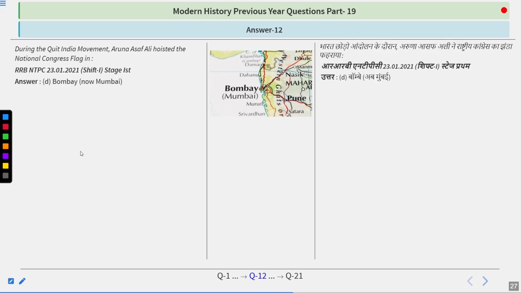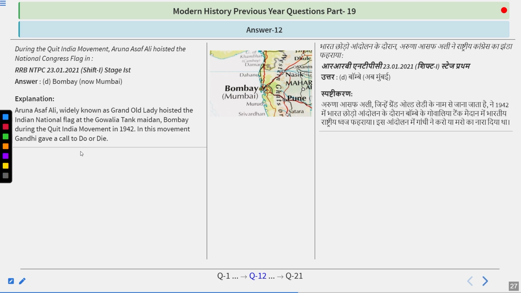If we talk about the Quit India movement, Aruna Asaf Ali was one of the major freedom fighters at that time, and she hoisted the National Congress flag during this movement. Aruna Asaf Ali, widely known as the Grand Old Lady, hoisted the Indian national flag at the Gowalia Tank Maidan, Bombay, during the Quit India movement in 1942. At this moment, Gandhi gave the call to do or die, and Quit India was the phrase coined by Yusuf Meherally.